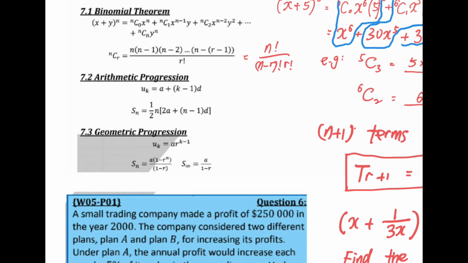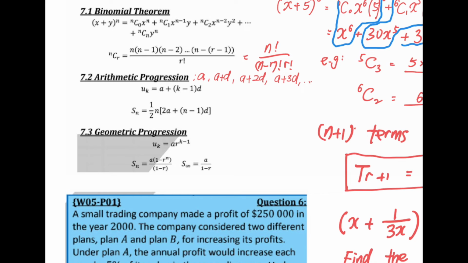7.2 Arithmetic Progressions. So arithmetic progression is where the terms are like, let's say the first term is a, the second term is a plus d, the third term is a plus 2d, the fourth term is a plus 3d, and so on. The first term is known as a. To get the next term, you plus d. To get the next term, you plus d again, and you plus d again. So the d here is the common difference.